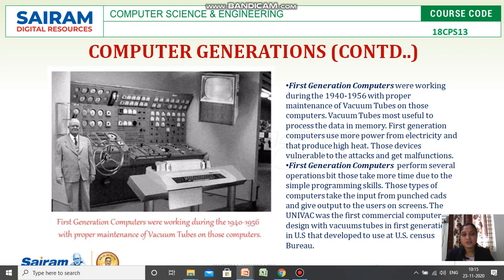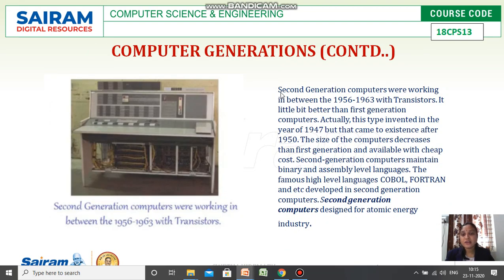Then moving to the second generation computers. Why were they developed? In order to overcome the drawbacks of the first generation computers, we went for the second generation computers. These second generation computers were working between 1956 and 63. Here they mainly made use of transistors. These transistors were a little bit better when compared with the first generation computers. They were actually implemented in the year 1947, but they came into existence only after 1950. The size was also decreased when compared with the first generation computers.